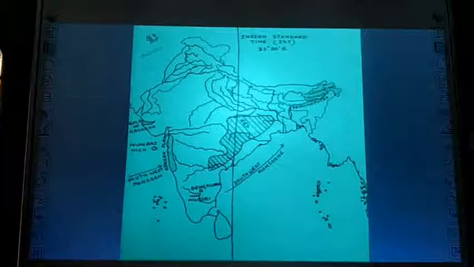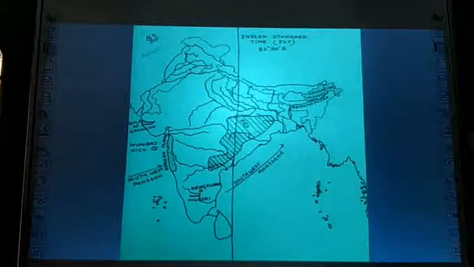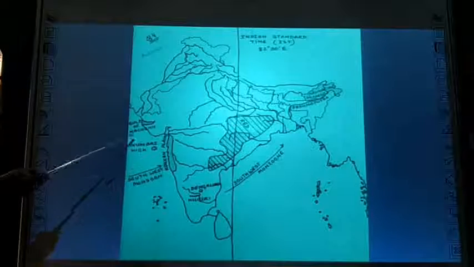Next, mark and name an offshore oil field. Mumbai High is an offshore oil field. It is located in the Arabian Sea.